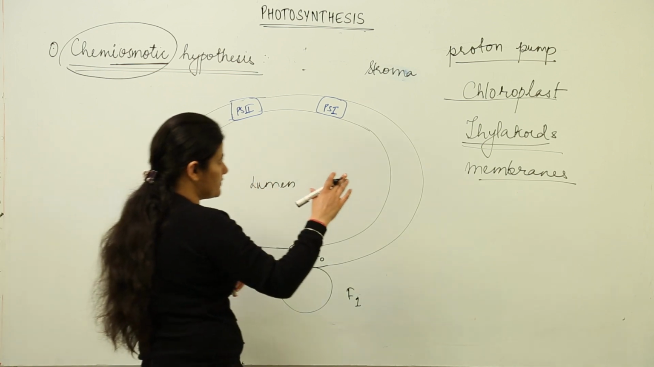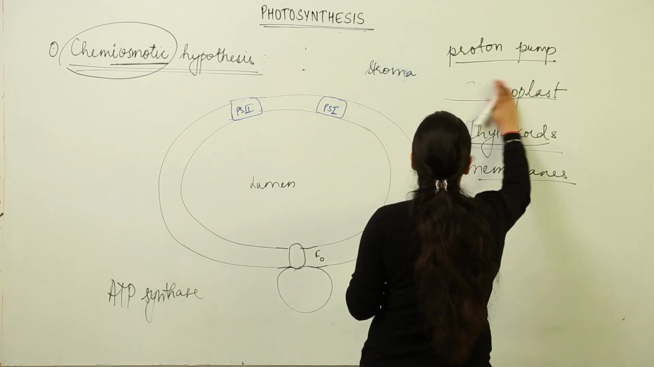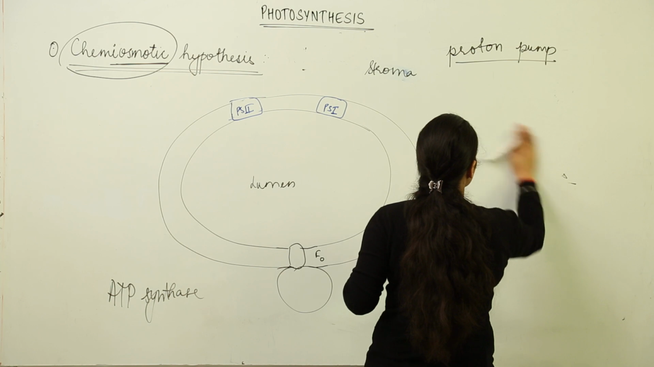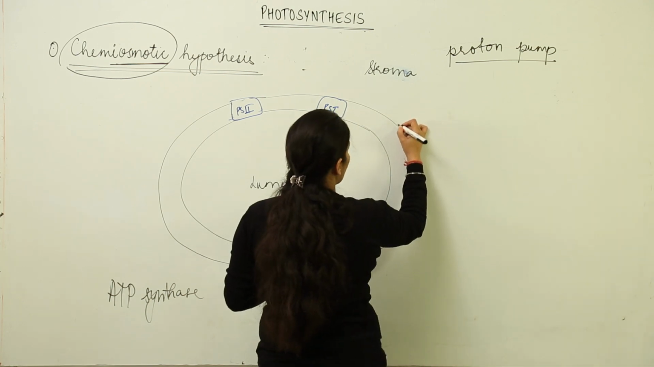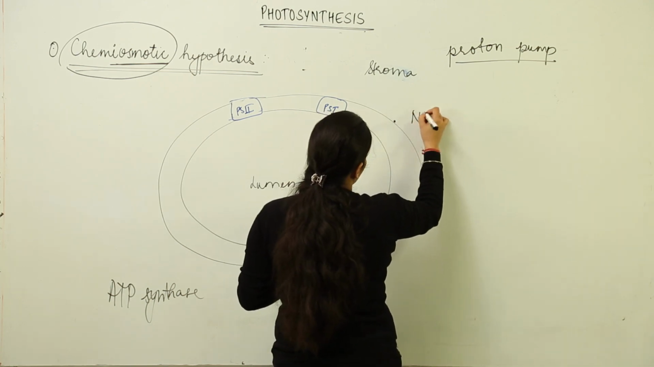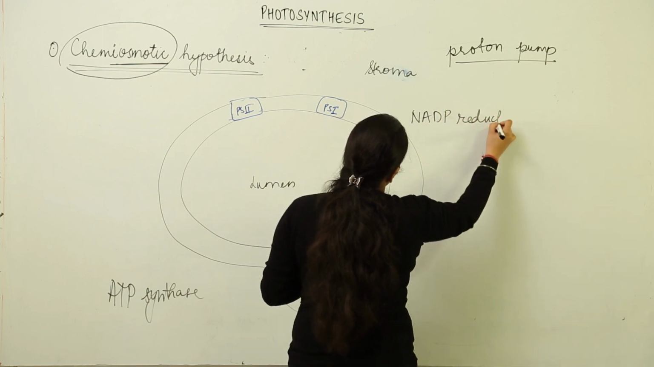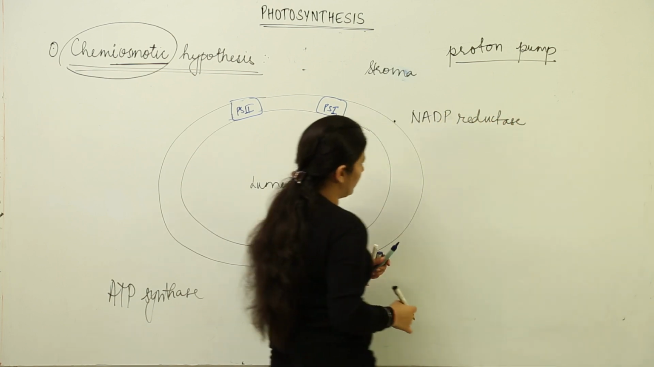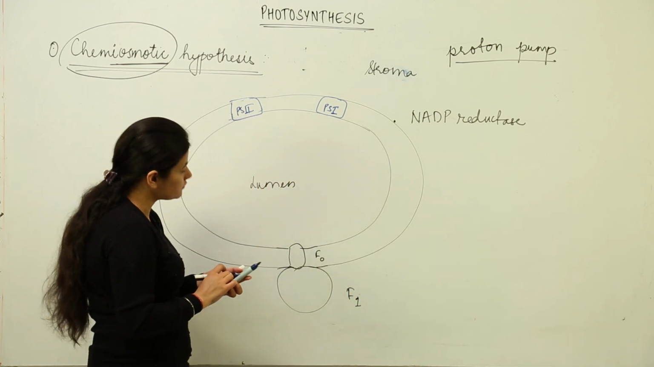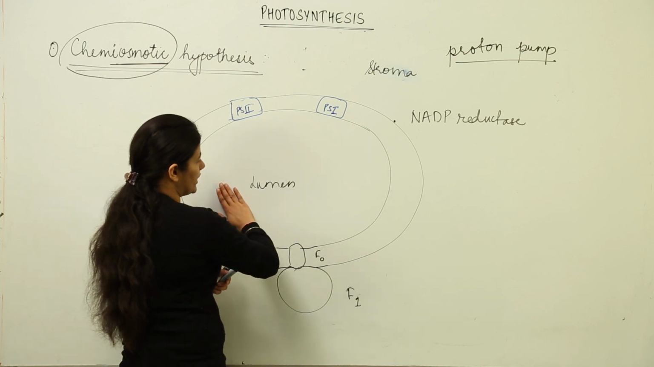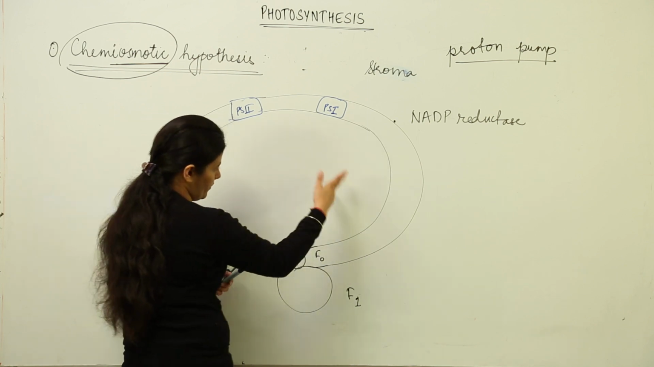Another thing to keep in mind is that inside the stroma, that is outside the membranes, there is an enzyme known as NADP reductase. It is present towards the outer membrane inside the stroma. Now, what we have to deal with over here is, as I told you, that there has to be a proton pump present.